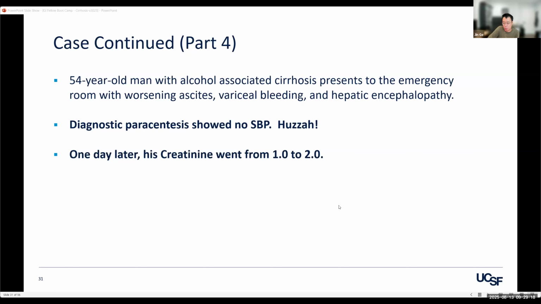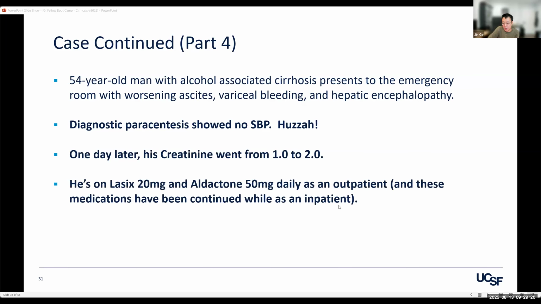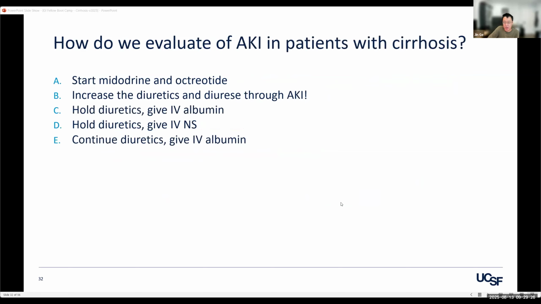All right, so you do the diagnostic para, there's no SBP. His creatinine now goes from 1 to 2. He's on Lasix and aldactone as an outpatient, and we didn't stop it when he came in as an inpatient. So how do you evaluate AKI in patients with cirrhosis? Or what do you do for treatment as your first steps?